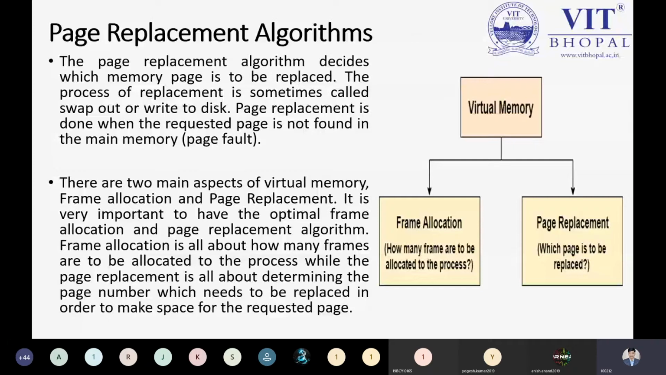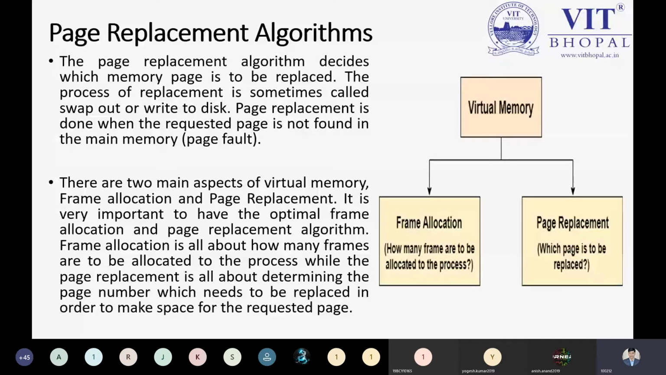Theoretically, you can read here that there are two main aspects of virtual memory: frame allocation and page replacement. So it is very important to have an optimal frame allocation and page replacement algorithm. Frame allocation is about how many frames are to be allocated to the process, while page replacement is about determining the page number which needs to be replaced in order to make space for the requested pages.